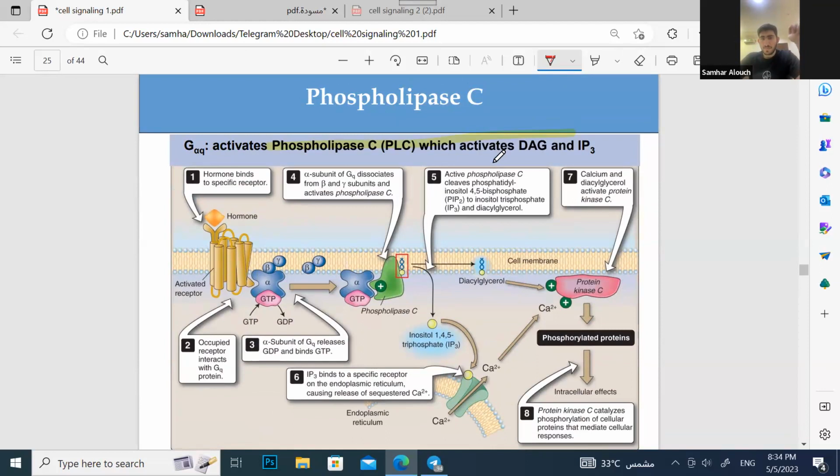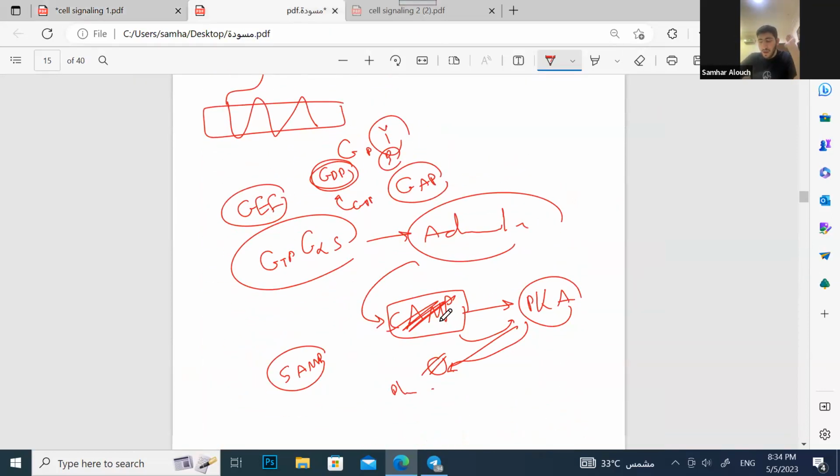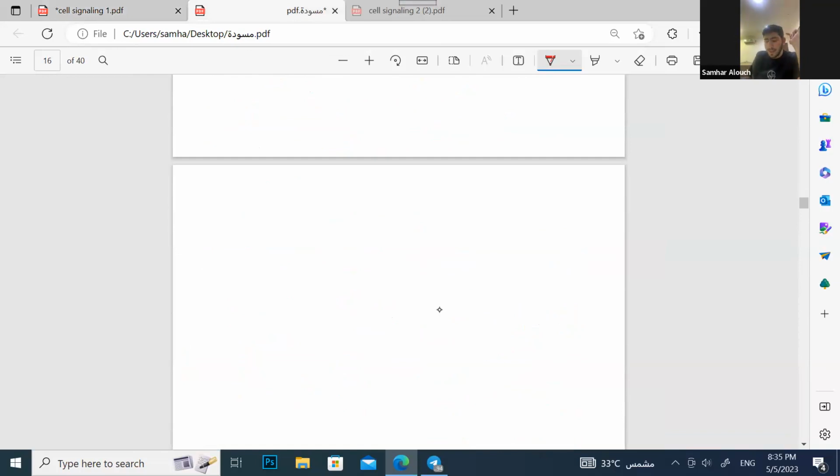Okay. Let's continue. So that's the first pathway. Now we have another pathway in adenylyl cyclase, which is G alpha I. G alpha I is inhibitory. So it inhibits adenylyl cyclase, so we don't have any other thing.